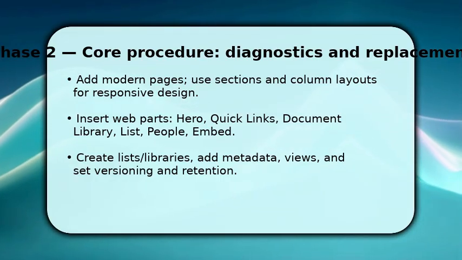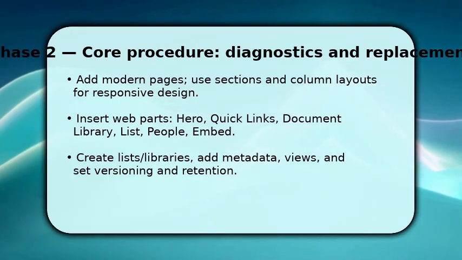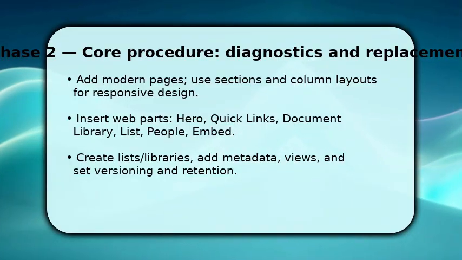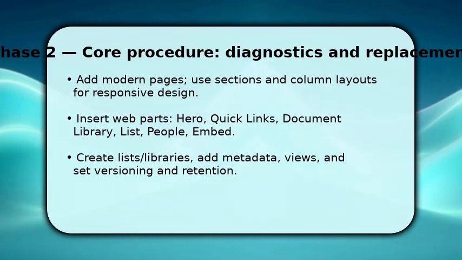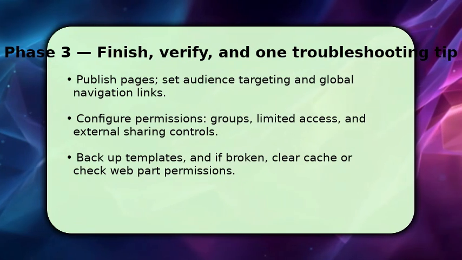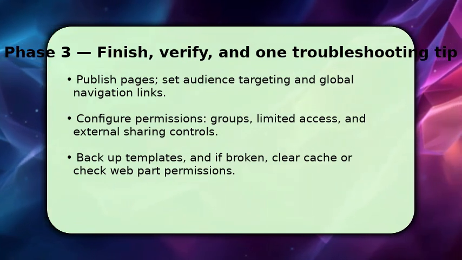Once pages are populated, apply site navigation and create hub associations if applicable. This connects related sites. Make sure to test web part permissions and responsive behavior on mobile as you build. You finish by publishing pages and enabling audience targeting to show relevant content to groups.